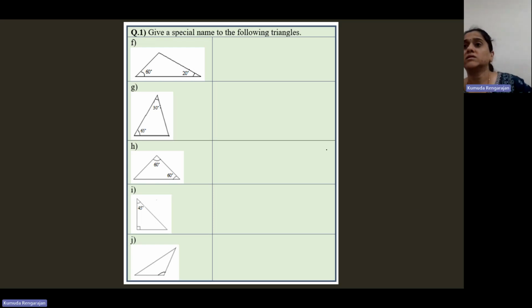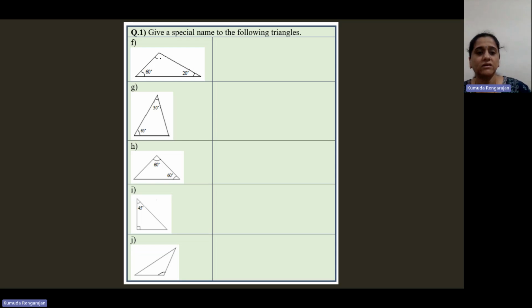When the angles of the triangle are less than 90 degrees, it's called an acute triangle. When all the angles of the triangle measure less than 90 degrees, it's an acute angled triangle. Now check on all the angles.